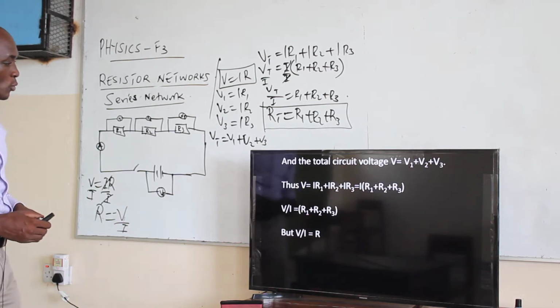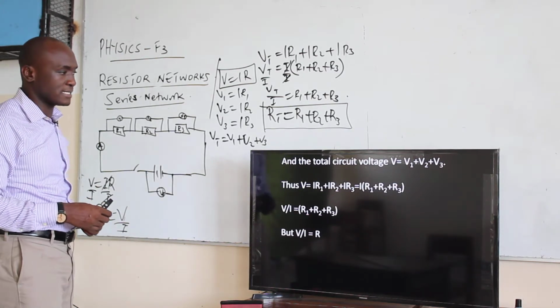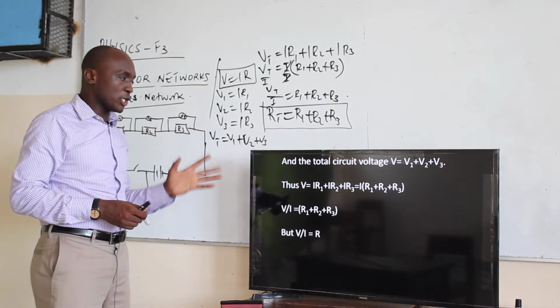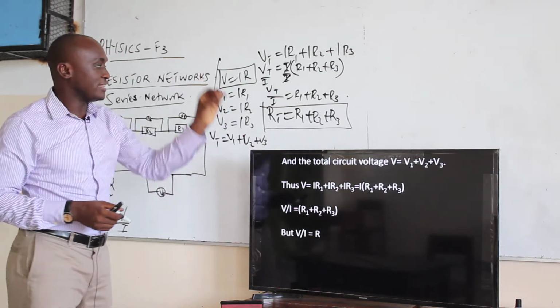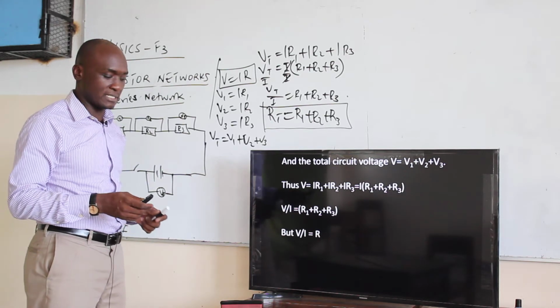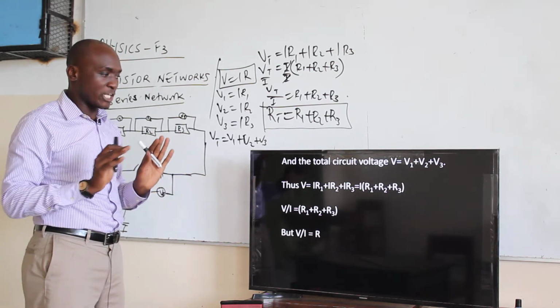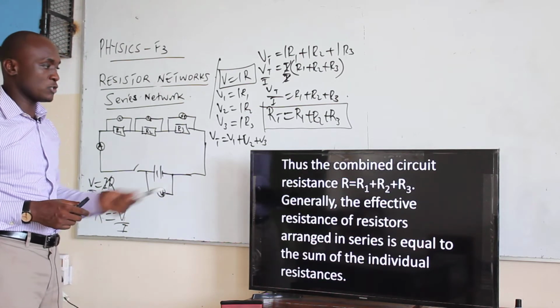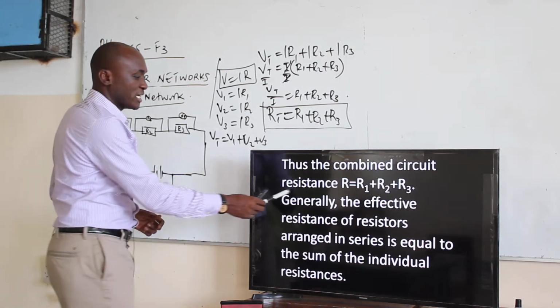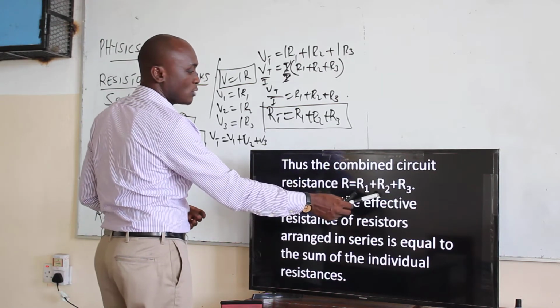Now, very important, we are saying that when you have been given resistors in series, if there are 10, just add the total resistance. That value shall give you the total resistance, as long as the resistors have been arranged in series. Thus, for a combined circuit, the total resistance is R1 plus R2 plus R3.